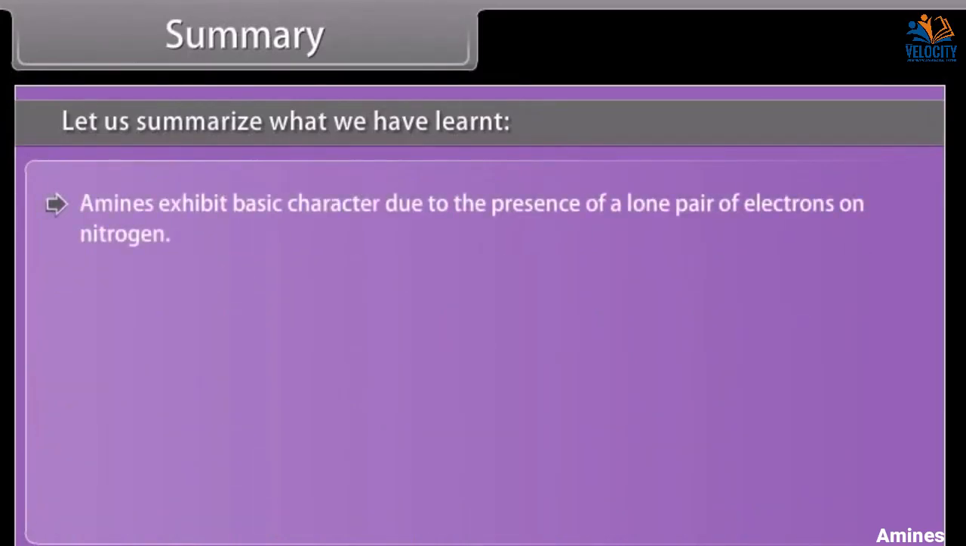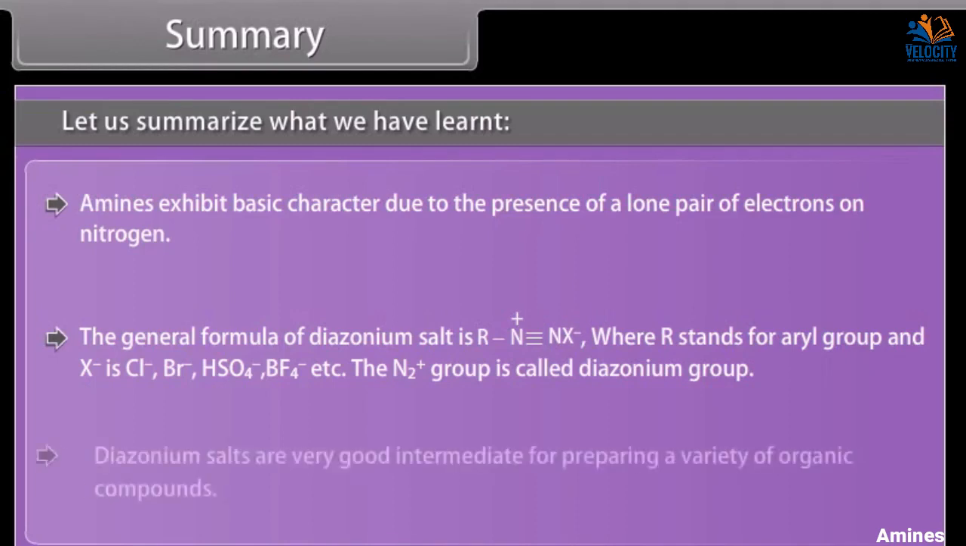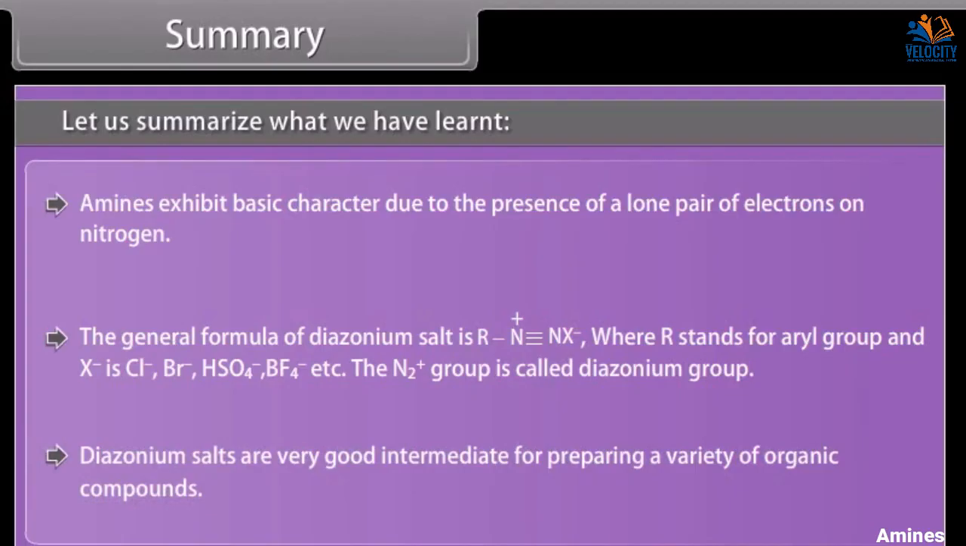Amines exhibit basic character due to the presence of a lone pair of electrons on nitrogen. The general formula of diazonium salt is RN2+X−, where R stands for aryl group and X− is chloride ion, bromide ion, hydrogen sulfate ion, or tetrafluoroborate ion. The N2+ group is called diazonium group. Diazonium salts are very good intermediates for preparing a variety of organic compounds.